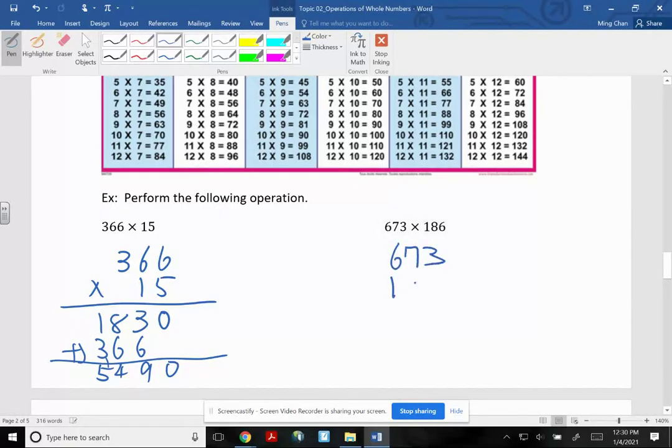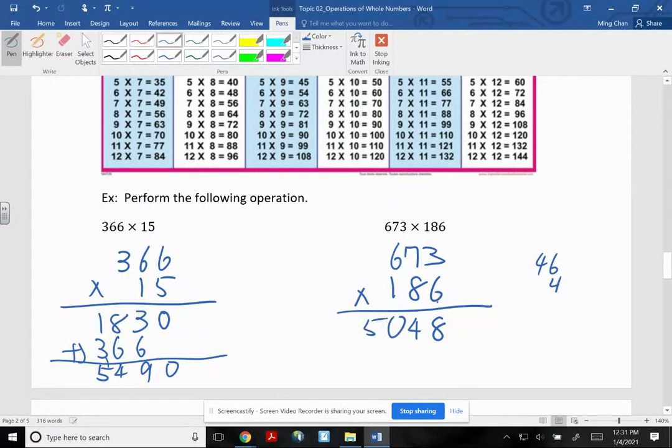673 times 186. Okay, the more you hear this, the easier it is. 6 times 3 is 18, carry 1. 6 times 7 is 42, plus 1 is 43, carry 4. 6 times 6 is 36, 36 plus 4, that would be 40.